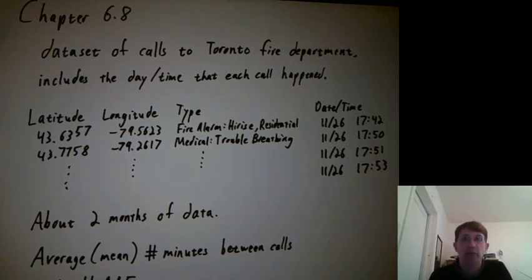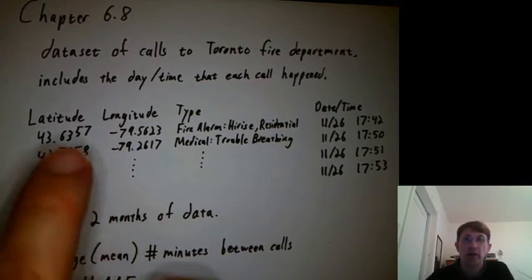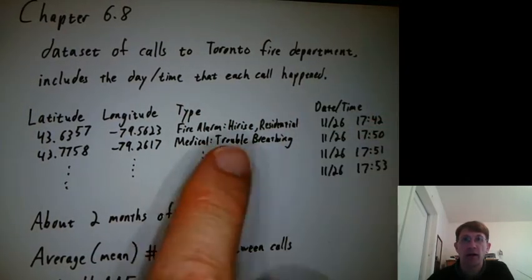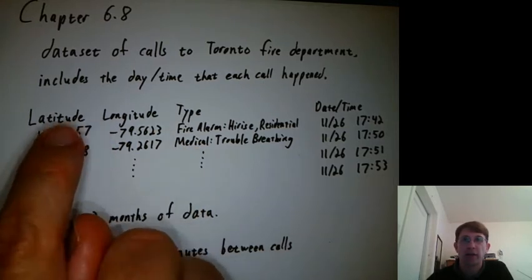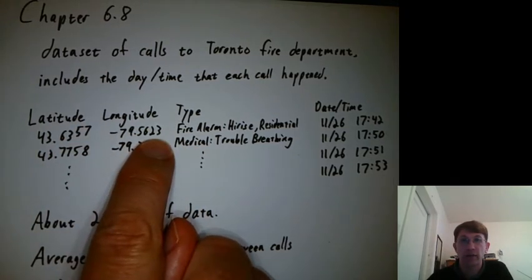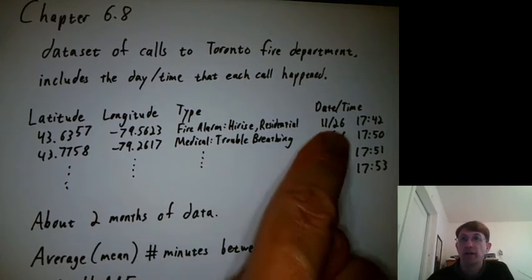Let's talk about chapter 6.8. Before we get into the calculus of it, let's talk about a situation where the calculus of chapter 6.8 can come up. I found online a data set of calls to the Toronto Fire Department, and it had tens of thousands of rows. It had where the call for service came from, or where the fire department was needed, what type it was, and the day and time it came in.